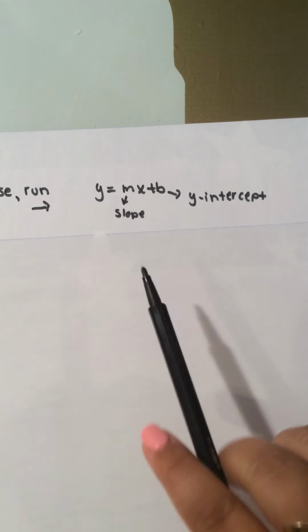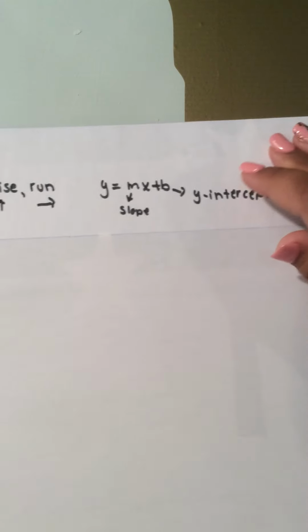The most common equation that we use is y equals mx plus b, where m is the slope. Okay? Always say m is slope. And the b is the y-intercept. And that'll come into play when we start graphing.